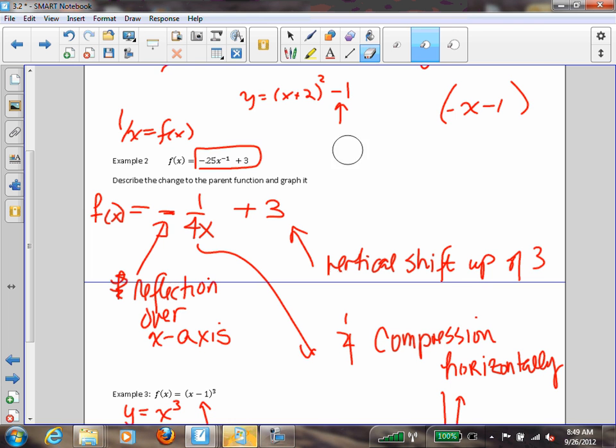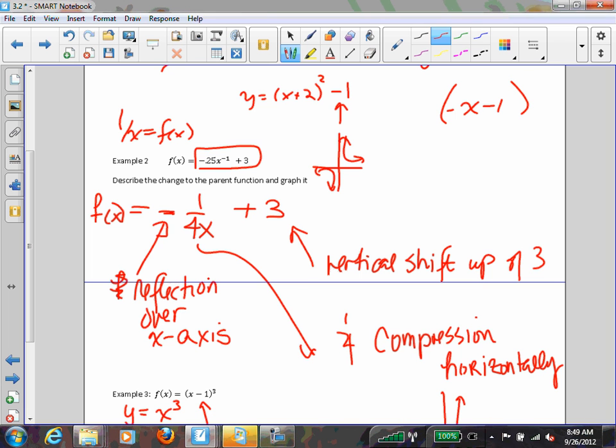So it's like 0, 0, 0, and then it would be on like 0, 3. That's the parent graph, right? We got to flip it over the x-axis. That means now we're here and here. Okay? We're going to shift it 3 units up. That means we've moved that little dotted line, right? That was in the parent graph, that asymptote 3 units up.